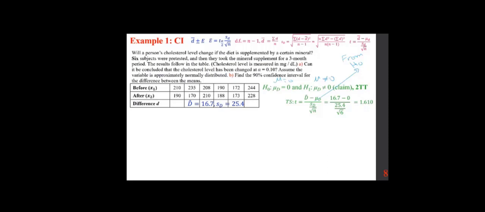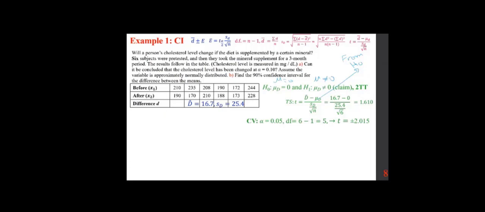Now, we need the critical value. It comes from the choice of alpha. Remember, you're dealing with a two-tailed test. 90% confidence interval corresponds to alpha of 0.1. Alpha is 0.1, and so each tail is 0.1 divided by 2. So degrees of freedom is n minus 1. That means 5. T becomes plus minus 2.015. Now it's a matter of drawing and comparing.